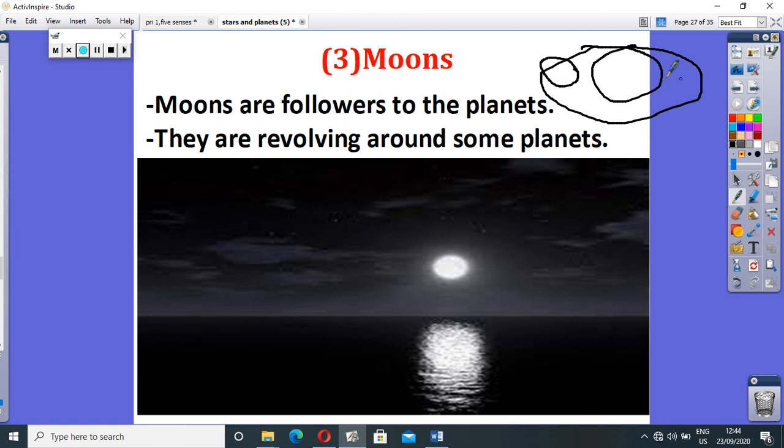They revolve around planets. They are revolving around some planets, and they are followers. What are the followers of the planets? Excellent, moons.